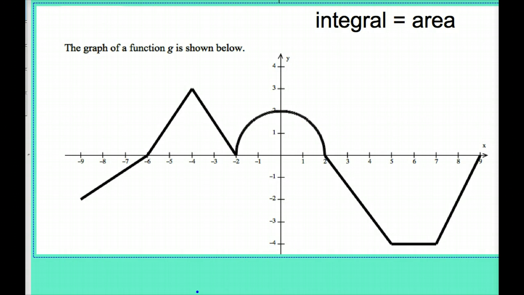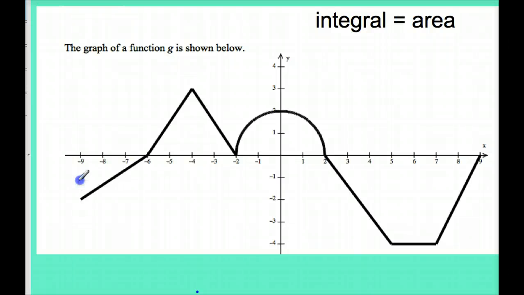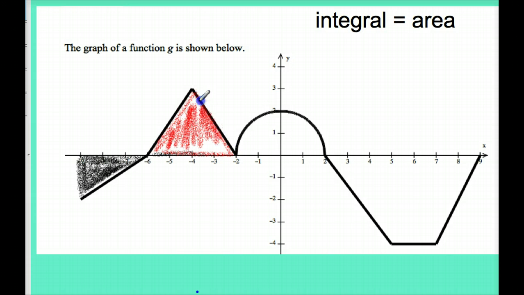So I'm going to color some of these in, and we're going to see what kind of shapes we have. So if I use my little crayon, if I color this part in, we see that we have a triangle, right? If we color this part in, let me use a different color, we also see that we have a triangle. If we color this part in, I have a semicircle, right? So half of a circle. And this last section, I see that I have a trapezoid.